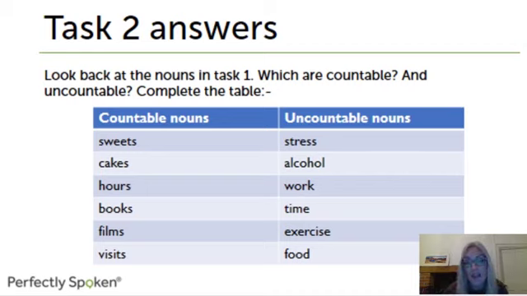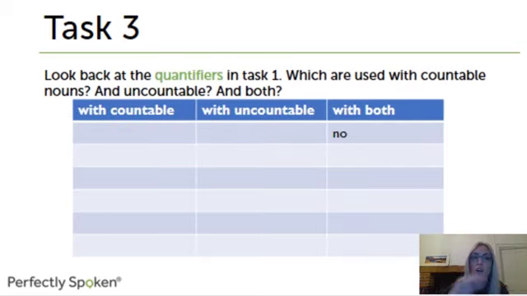The next thing I'd like you to do is look back at the quantifiers in task 1, and the quantifiers are the words in green. And I'd like you to tell me which quantifiers are used with countable nouns, which ones are used with uncountable, and if you can think, which ones are used with both.